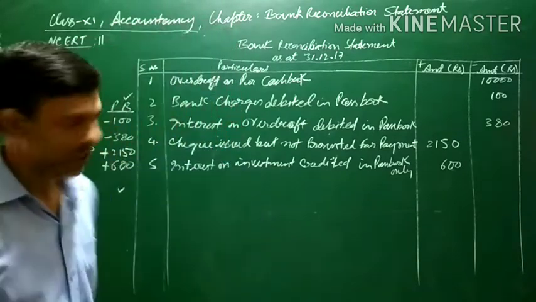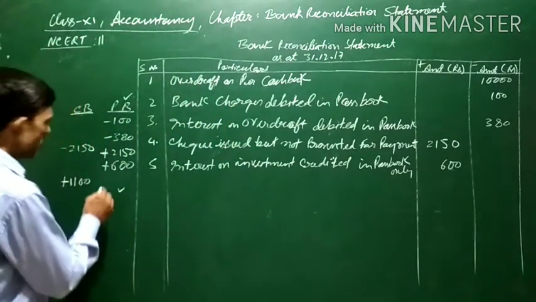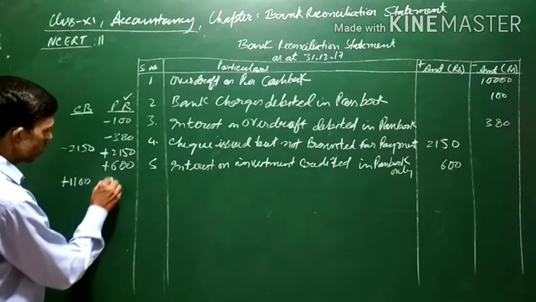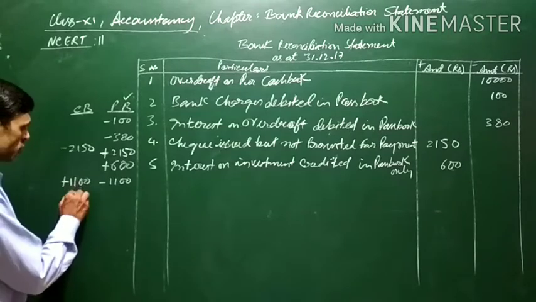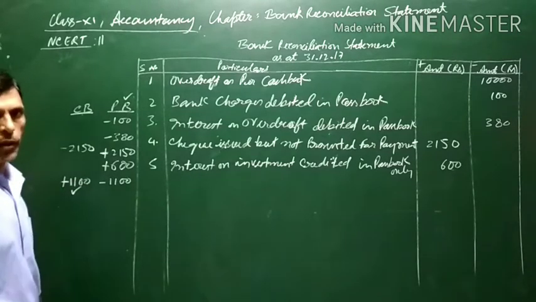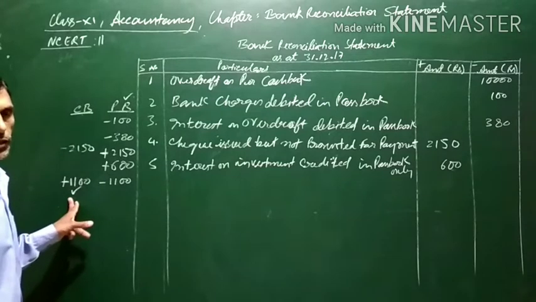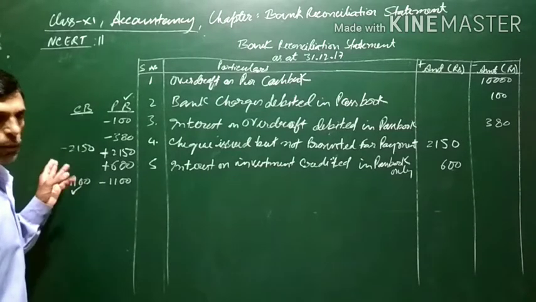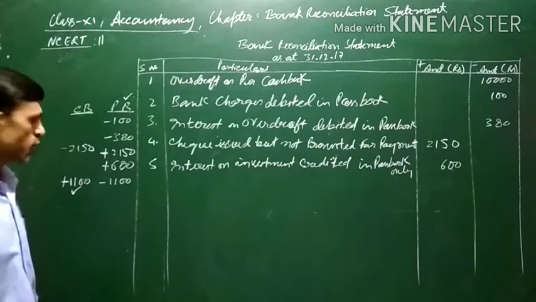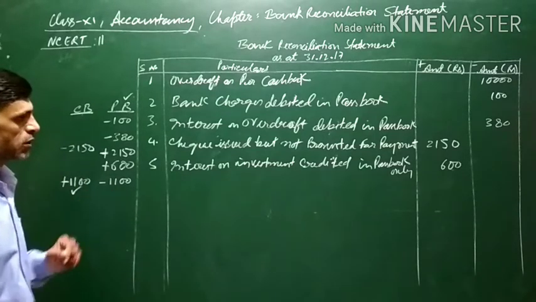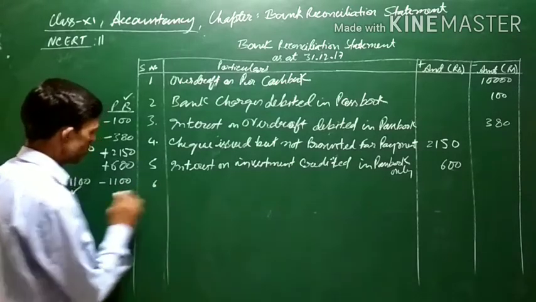But it has not been cleared, means it has not been credited in the passbook. So what will happen? In the passbook there will be less balance of 1100 reflected. Since it was deposited in the bank, in the cash book it will be reflecting as 1100 excess amount, but in the passbook since it has not been cleared, a lesser balance of 1100 will be reflecting in the passbook.